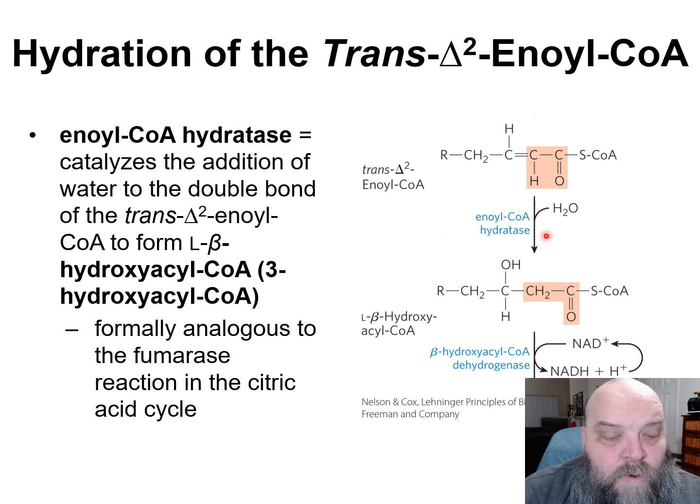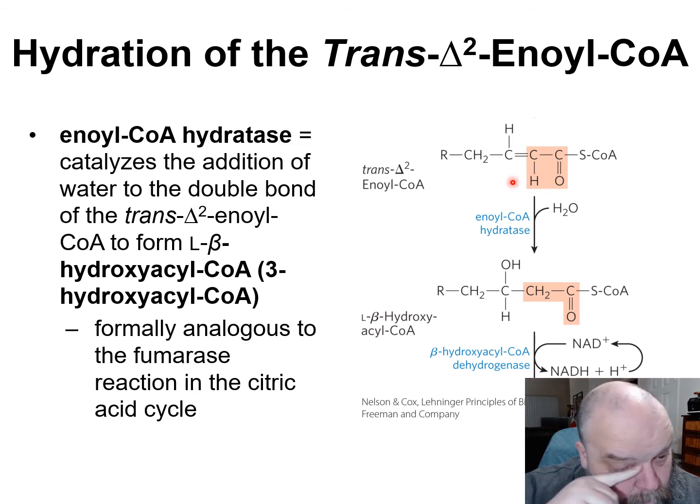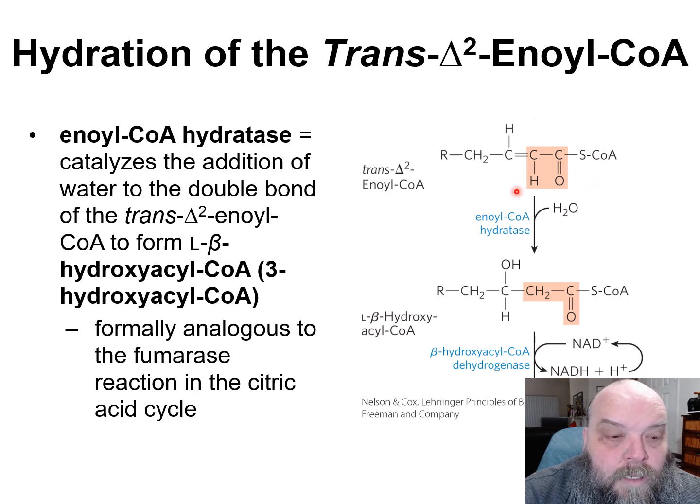That trans delta 2 enol CoA is now going to have to be modified back. So you're going to use the enol CoA hydratase that's going to add water. So this carbon 3 is now going to get a hydroxyl. Carbon 2 is now going to get a hydrogen back.